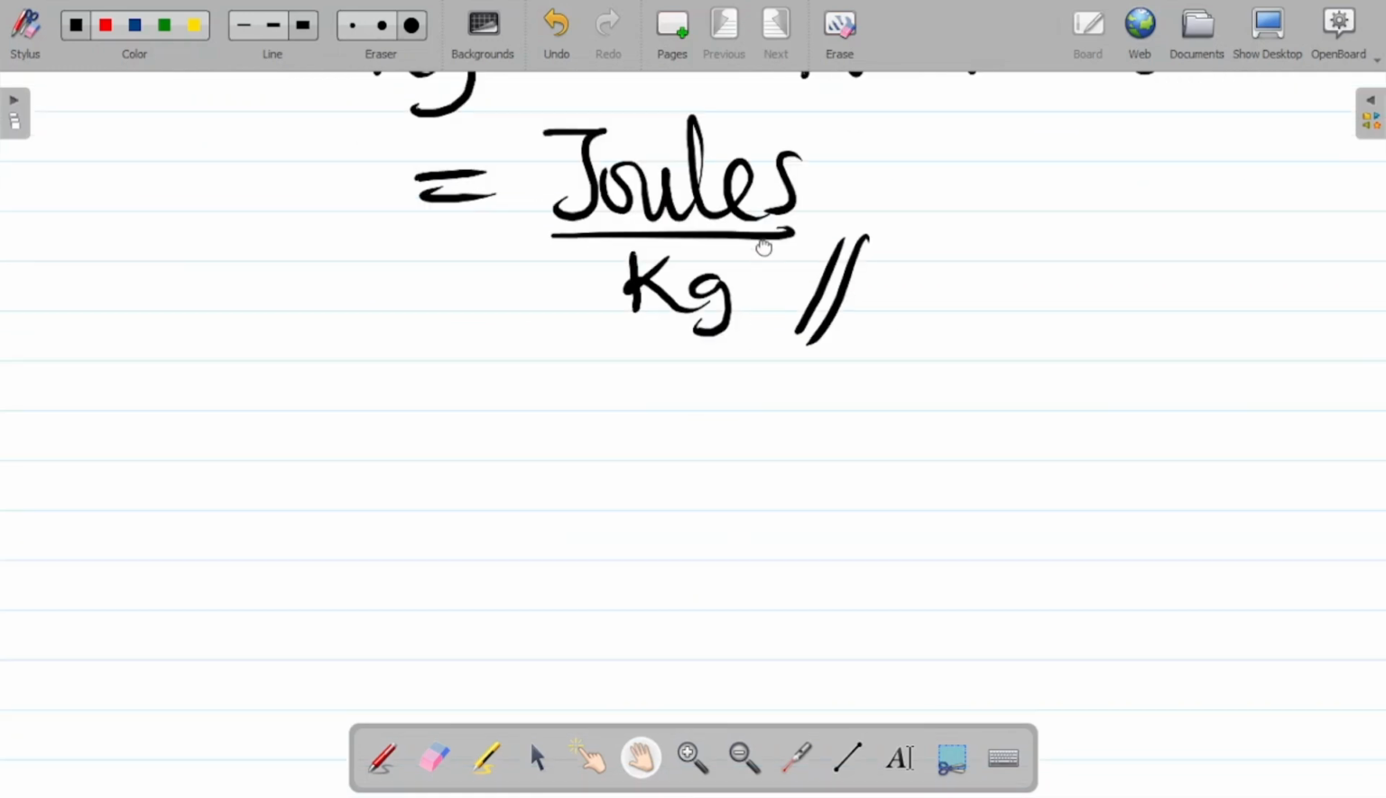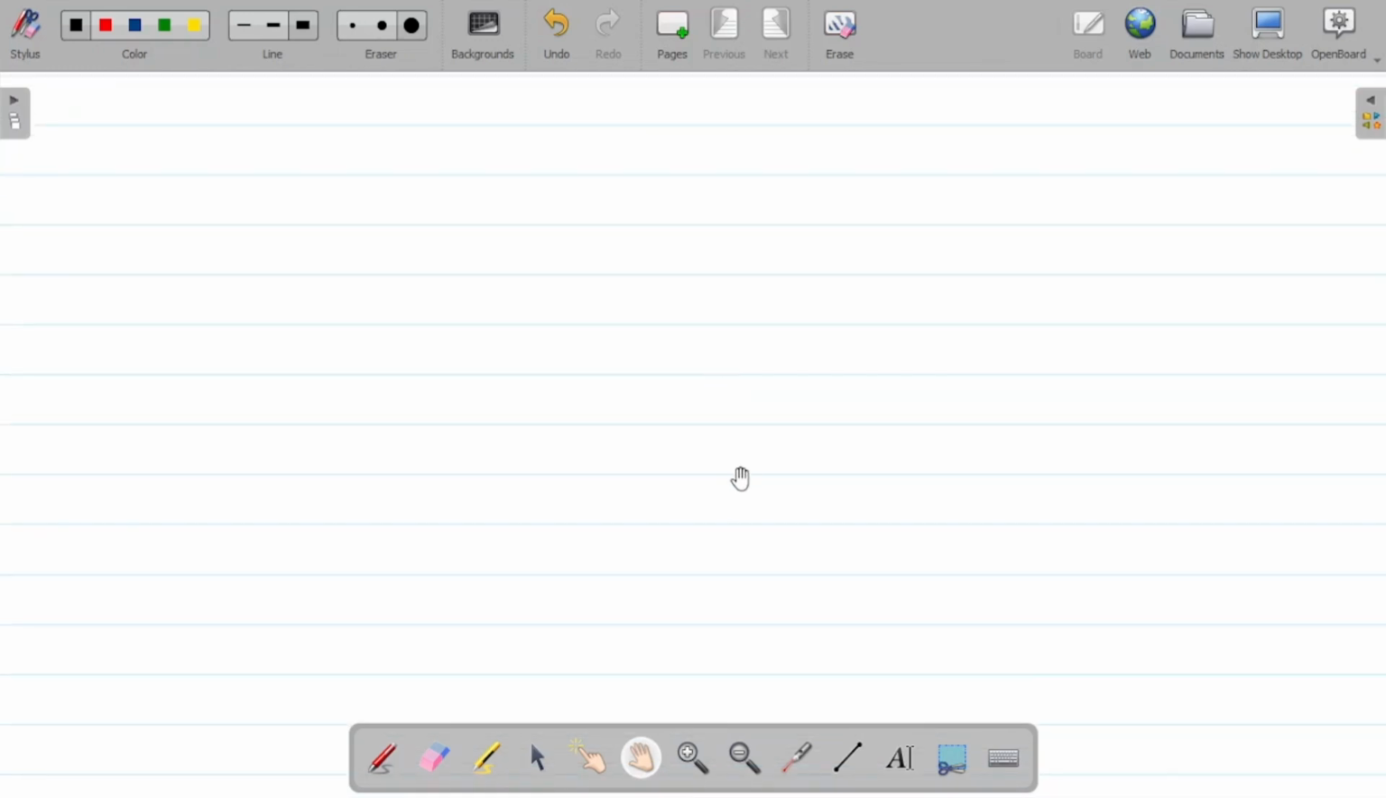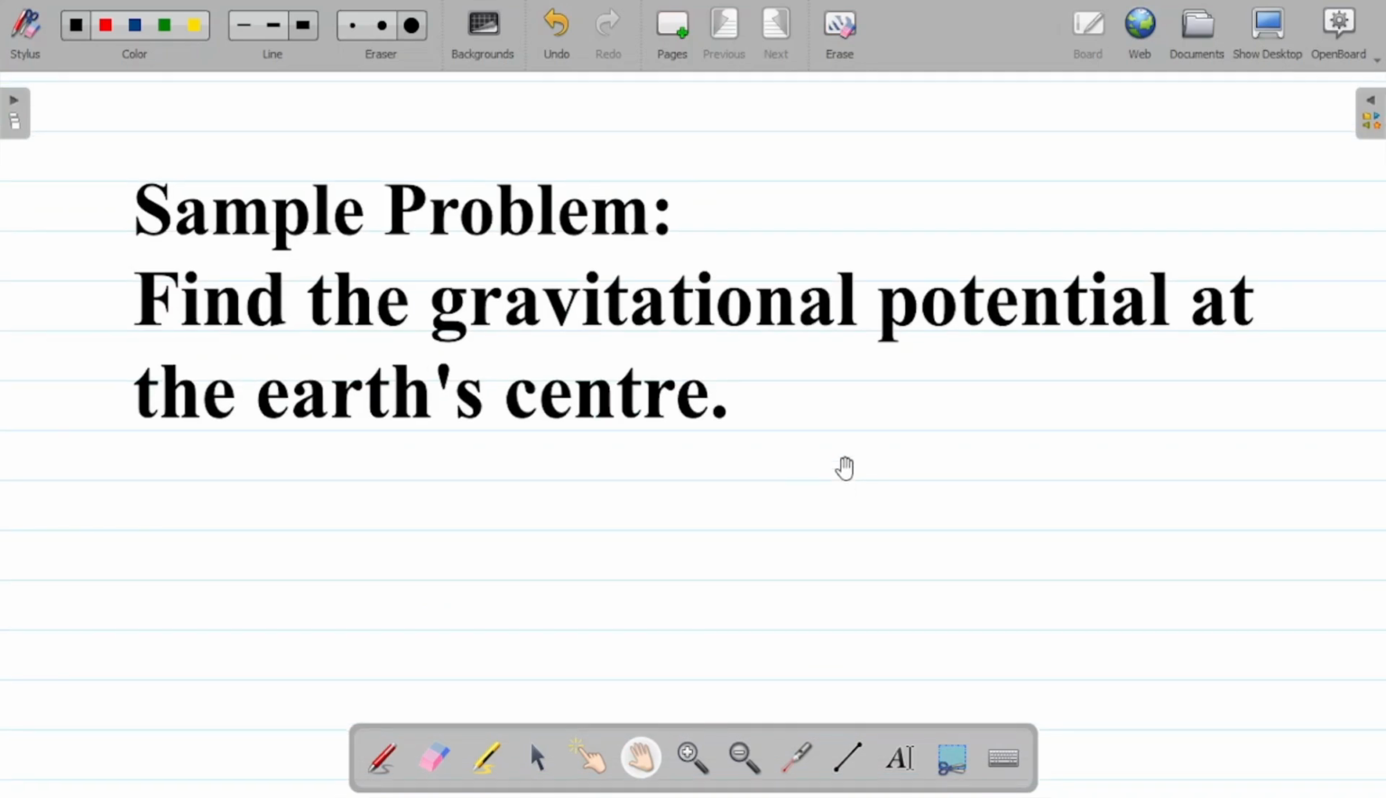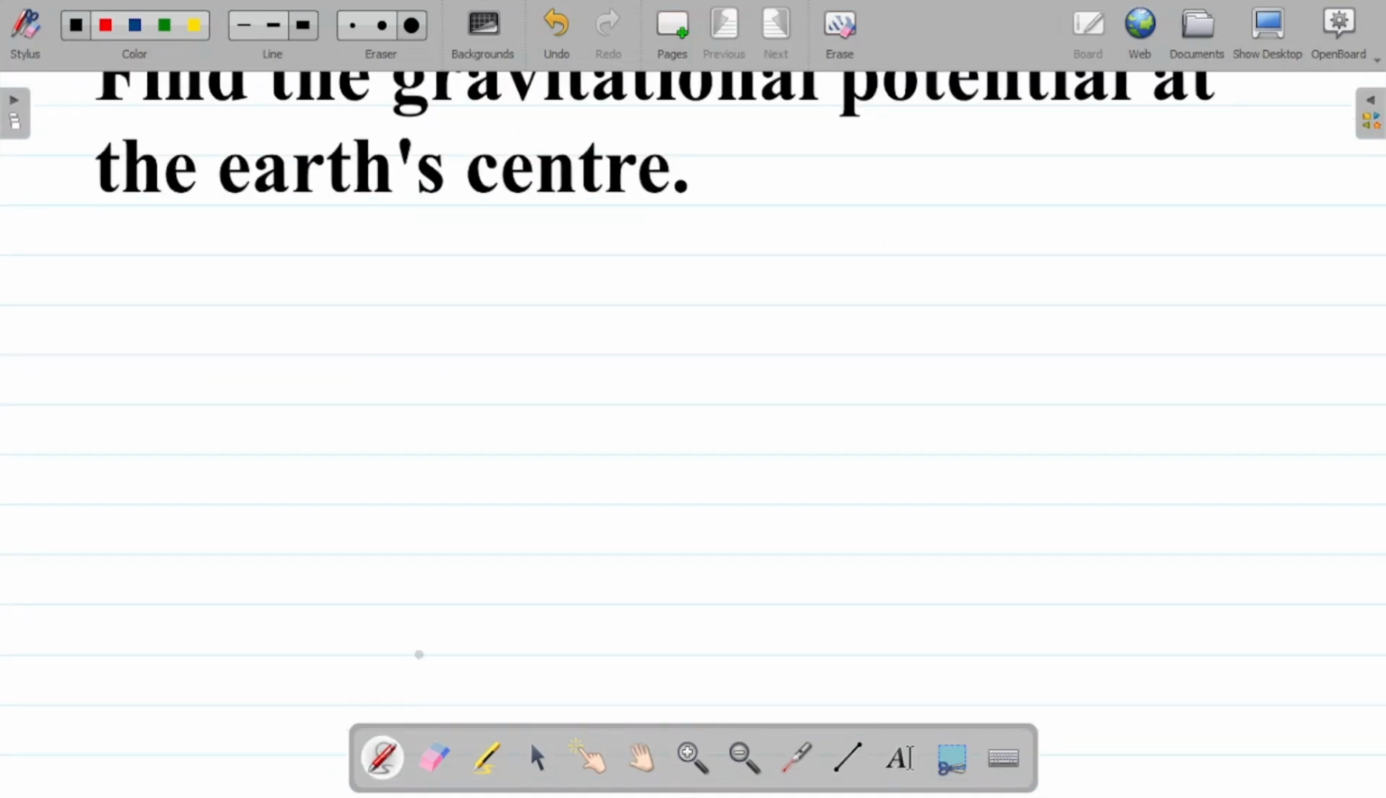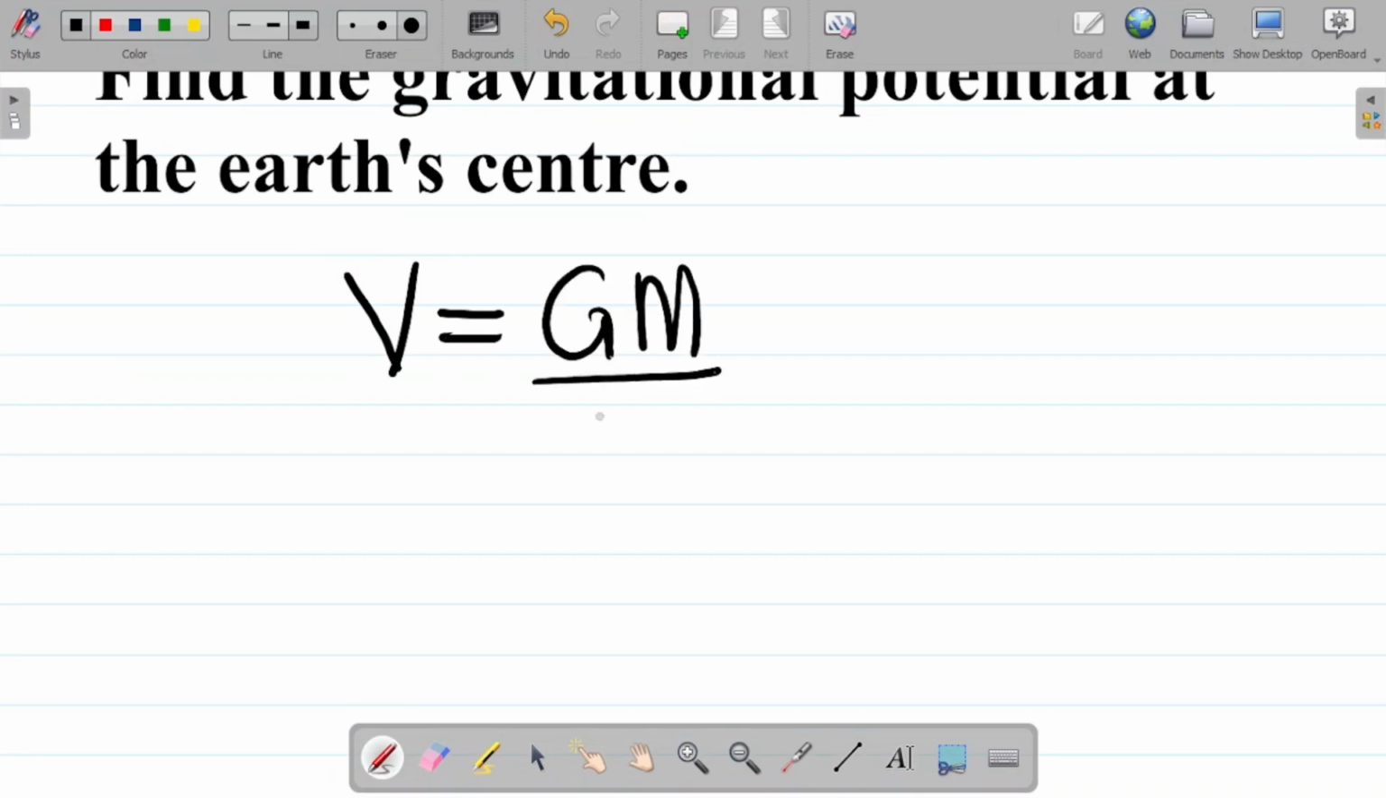All right, then let's take an example on this. In our example, let's say we are asked to find the gravitational potential at the Earth center. Recall that we said gravitational potential is V equal to GM all over R. If you're taking the Earth center in question here, that means the M becomes mass of the Earth and R becomes radius of the Earth. So we have this.